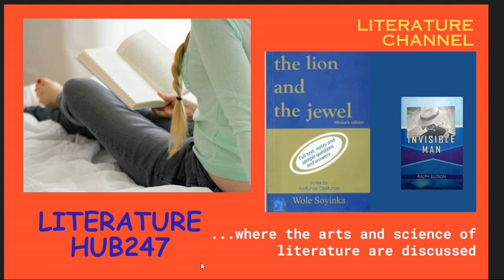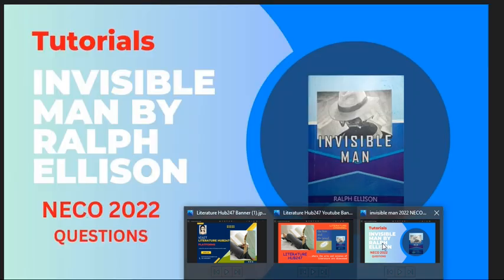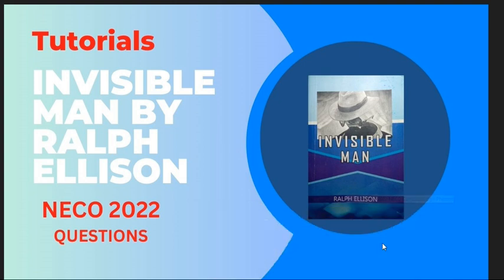Today, we are going to discuss a non-African prose titled Invisible Man, written by Ralph Ellison. We are going to do justice to the 2022 past question, that is NECO 2022 questions. We are going to give the answers as expected by the examining body, that is NECO.